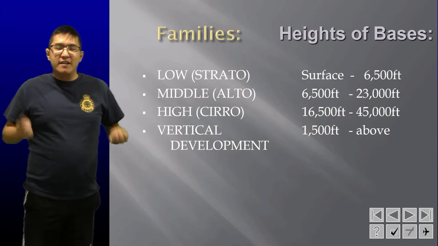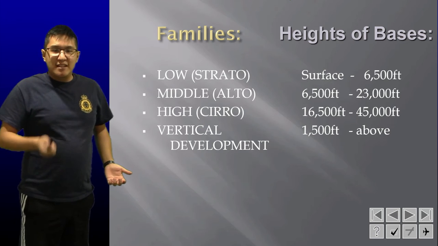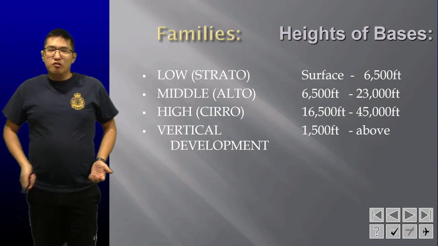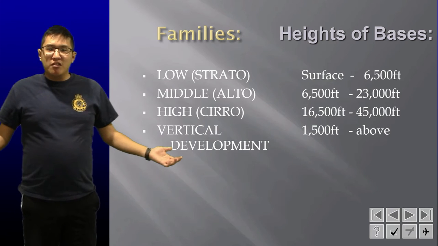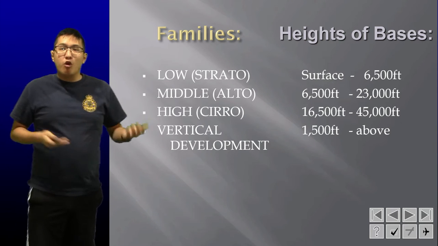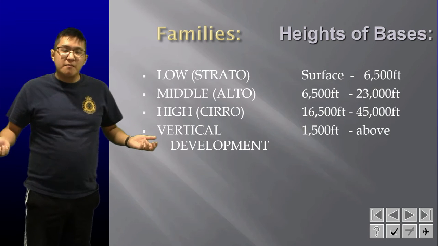Then finally we have high clouds, which go from 16,500 feet all the way to 45,000 feet. And they have the prefix cirro. Notice how there's a little bit of overlap there? Again, it really depends on the conditions of how it actually forms.